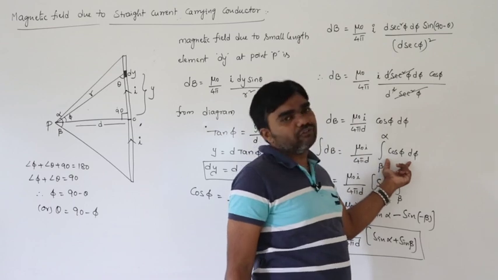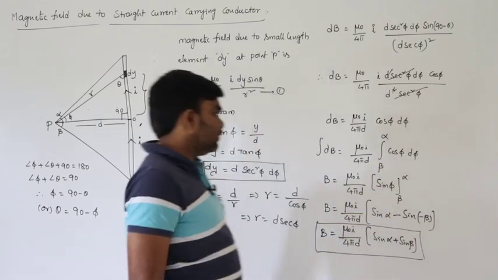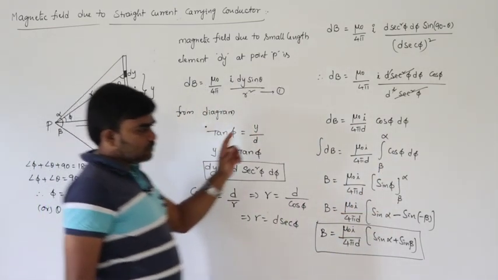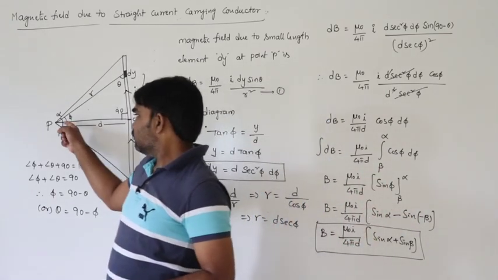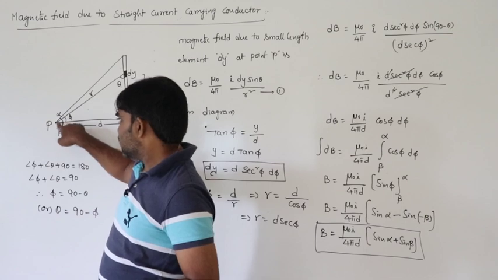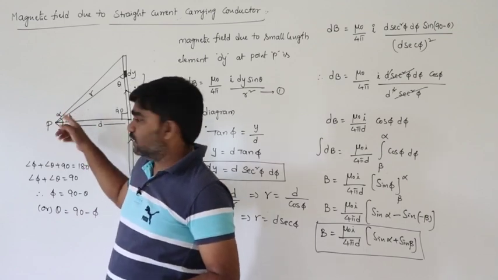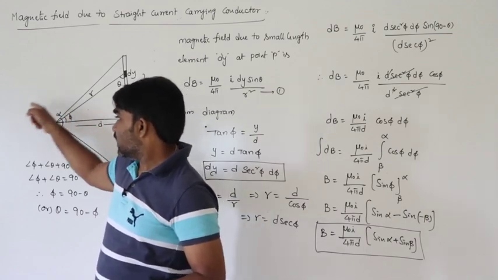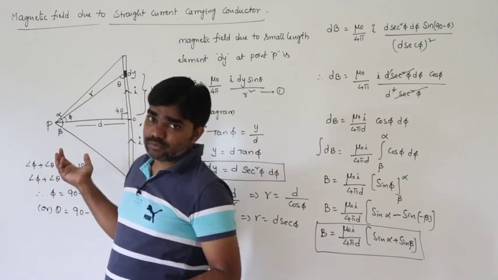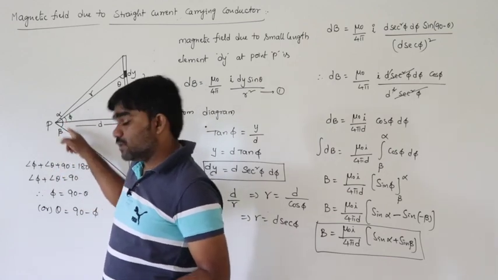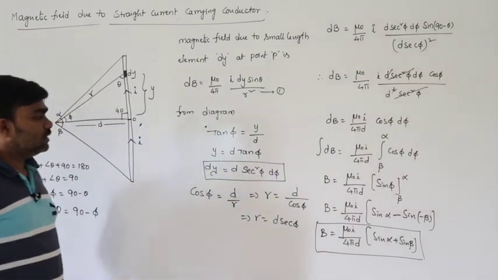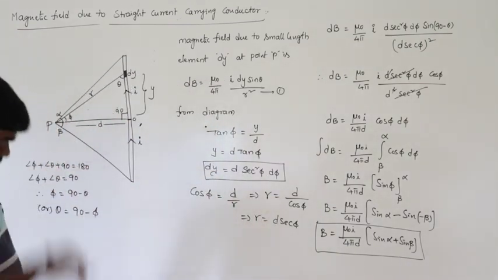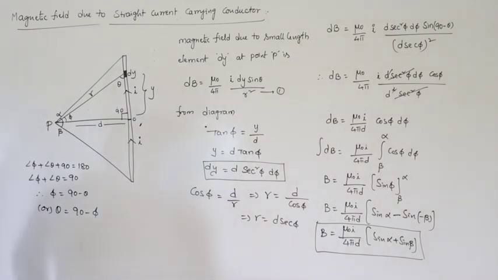Finally we get integral of cos phi d phi. Integral of cos phi d phi is sin phi. One angle is positive, one angle is negative. Why is one angle positive? Here alpha is measured from this line onwards. Alpha must be measured in anti-clockwise direction, so that's why that is positive. Beta must be measured in clockwise direction, that's why that is negative. So that is the magnetic field due to the straight current carrying conductor.